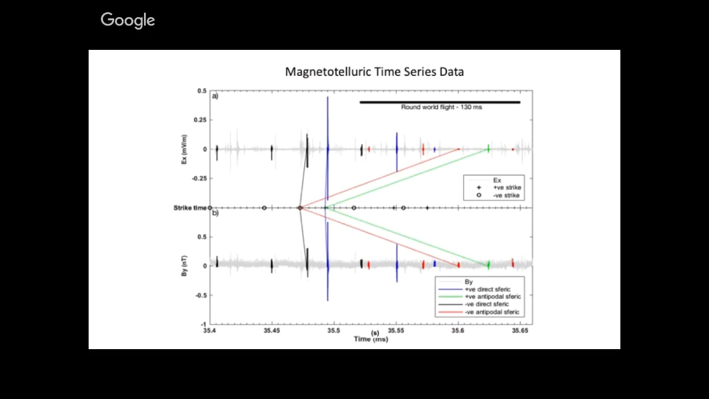So here I'm showing some magnetotelluric time series data. At the top we have the electric field component, and at the bottom we have the magnetic field component. And I've shown lightning strike times along the center here and linked them to some of the spherics in the data. Notice that the spherics are very short-lived events. They have huge amounts of signal, and the data in between the spherics is actually close to the noise level of the sensors.